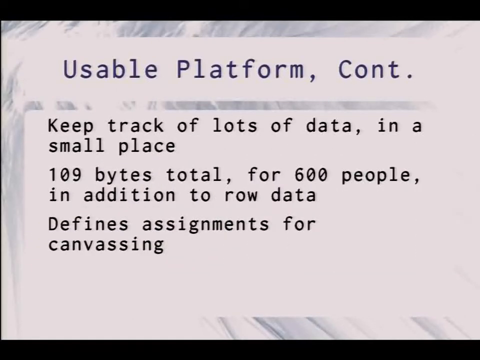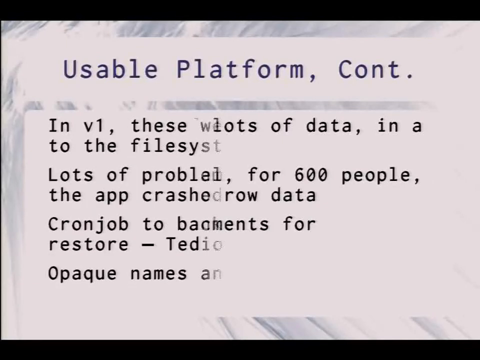It lets us keep track of lots of data in a really small place. It actually comes out, due to the compression and stuff, to 109 bytes total for 600 people, making it really, really, really small. That's the byte array, and then you have the additional row data to describe all of this. And we use universes to define assignments for canvassing.